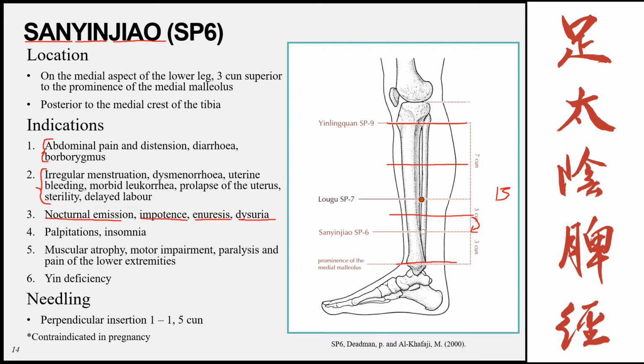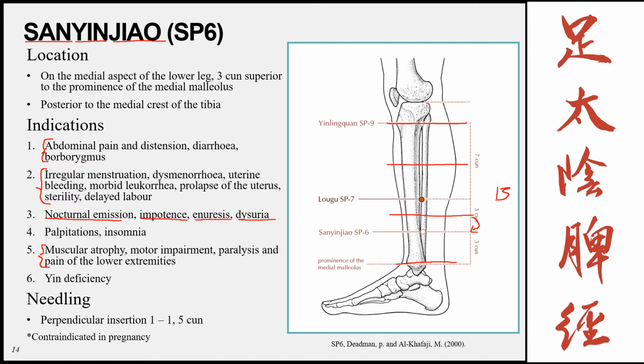And then the same reason for point 4, palpitations and insomnia. It's referring to palpitations or insomnia due to either liver, kidney, or spleen dysfunction. And these are common causes of either palpitation or insomnia. And then the fifth indication, it can be used for muscular atrophy, motor impairment, paralysis, and pain of the lower extremities. So this is its local function as it is located on the lower extremity.